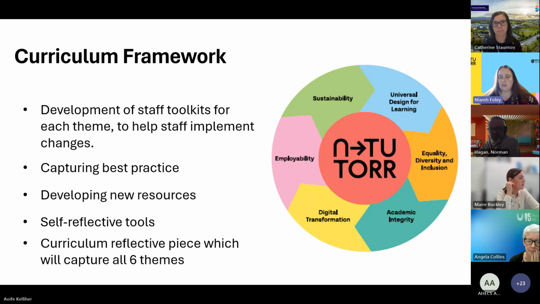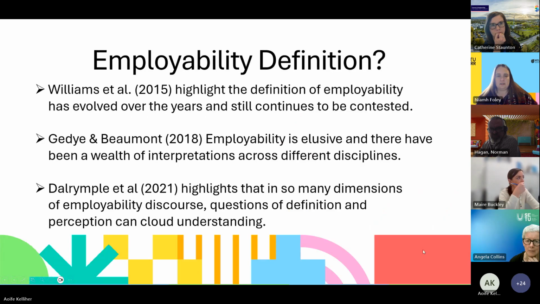And there's a reflective piece where you will be able to look at where you find yourself on a scale, and a toolkit then to help you progress and move forward as we capture these themes. So, just the next slide, Aoife, please.